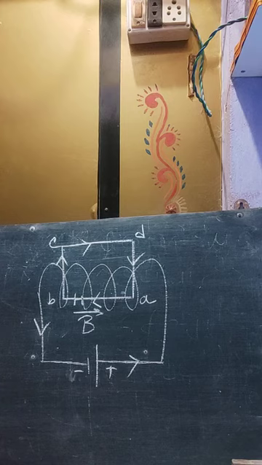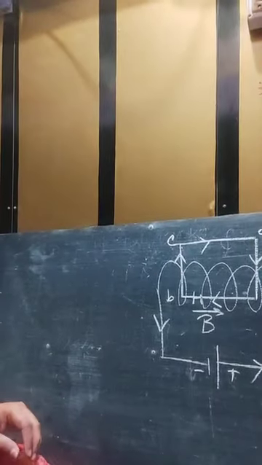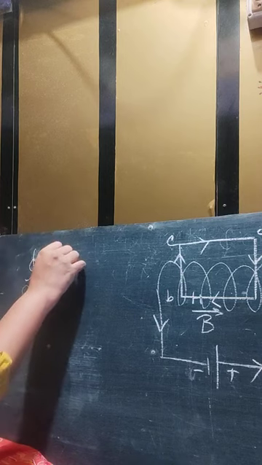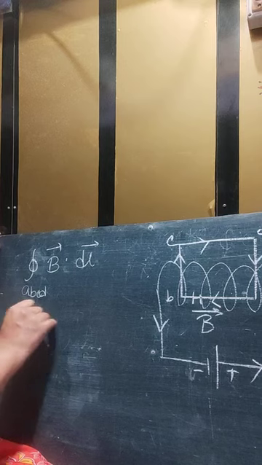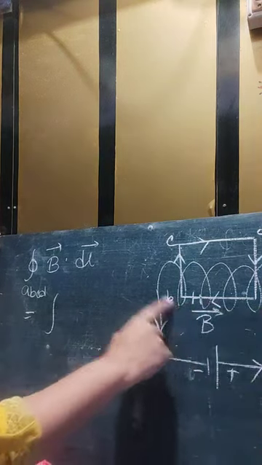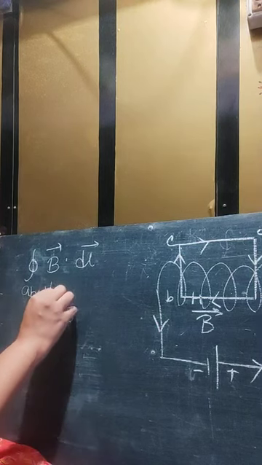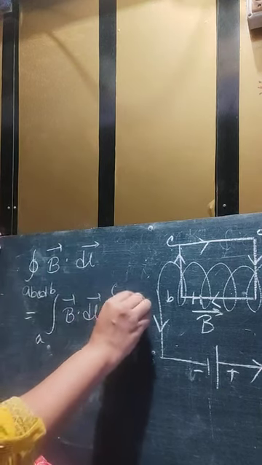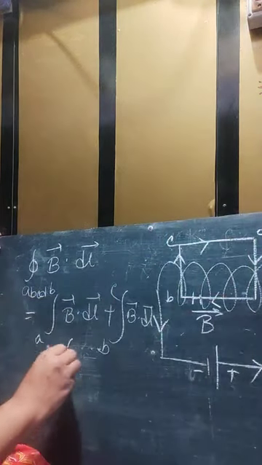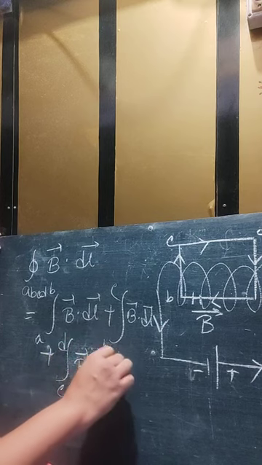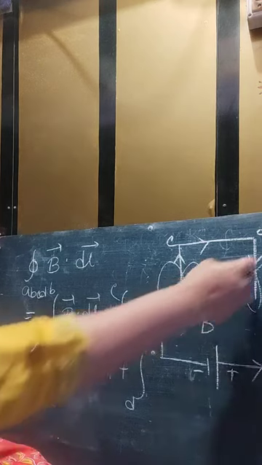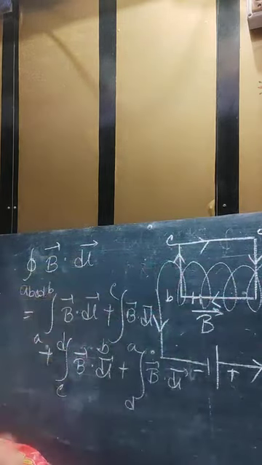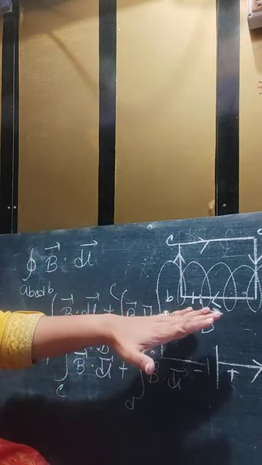According to Ampere's circuital law, what can we write? We can write the closed integral of B dot dl, which is the integral from A to B, plus from B to C, plus from C to D, and from D to A. So the total magnetic field in each rectangle becomes the total magnetic field due to this solenoid produced in that iron core.